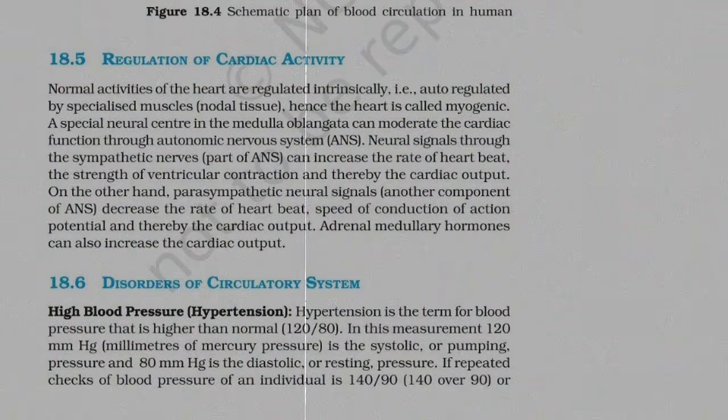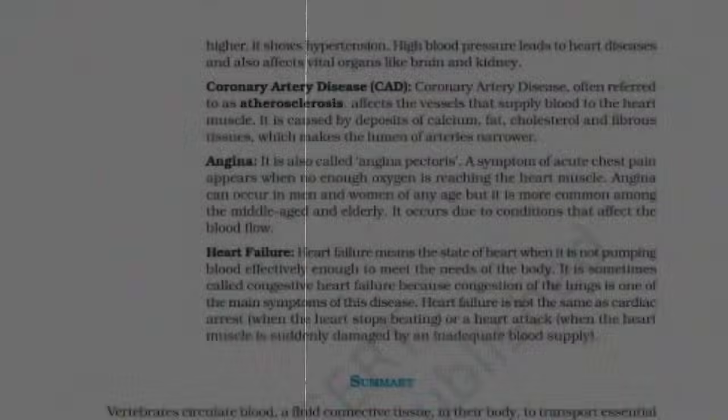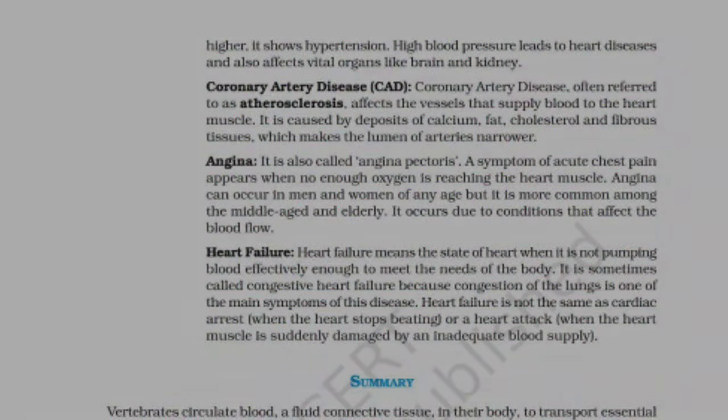If repeated checks of blood pressure of an individual is 140/90 or higher, it shows hypertension. High blood pressure leads to heart diseases and also affects vital organs like brain and kidney. Coronary artery disease, CAD. Coronary artery disease, often referred to as atherosclerosis, affects the vessels that supply blood to the heart muscle. It is caused by deposits of calcium, fat, cholesterol, and fibrous tissues, which makes the lumen of arteries narrower.